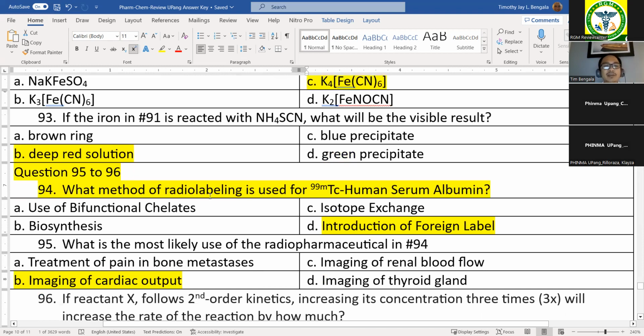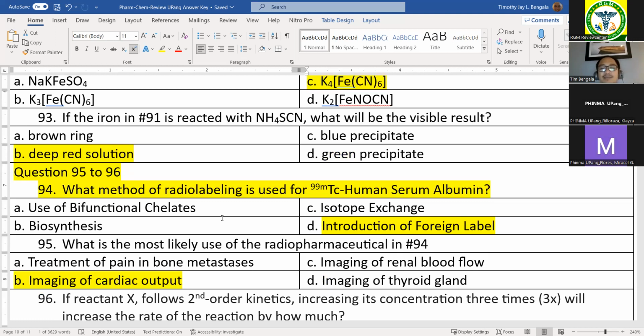Kailangan natin tandaan what method of radiolabeling is used for TC human serum albumin. So hindi siya bifunctional chelates, no? Kasi kailangan dalawa, no? May DTPA na nakabind sa metal at nakabind sa antibody. So hindi to yun. Hindi siya biosynthesis kasi hindi naman pinapakain ng technetium yung tao at kinokolekta yung albumin niya. Hindi rin siya isotope exchange kasi hindi naman normal na mayroong technetium sa ating albumin. So ito ay introduction of a foreign label kasi naglalagay ka ng something na foreign or hindi naman usually found dun sa molecule na yan.